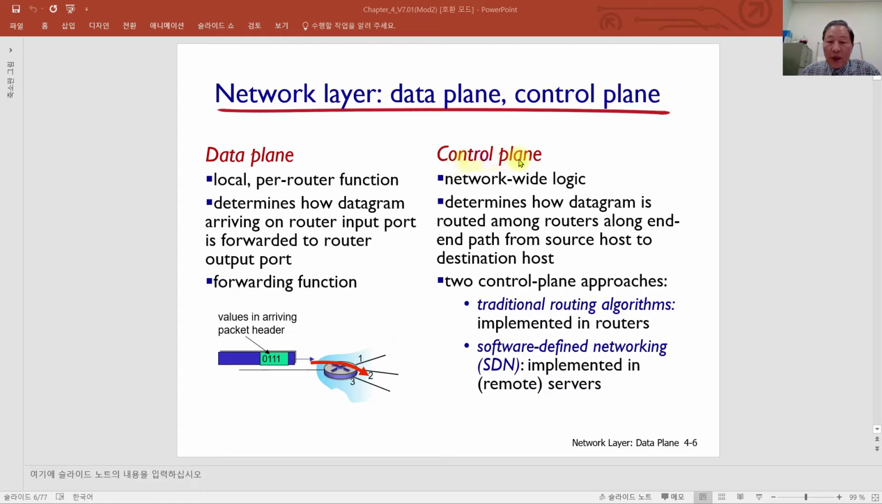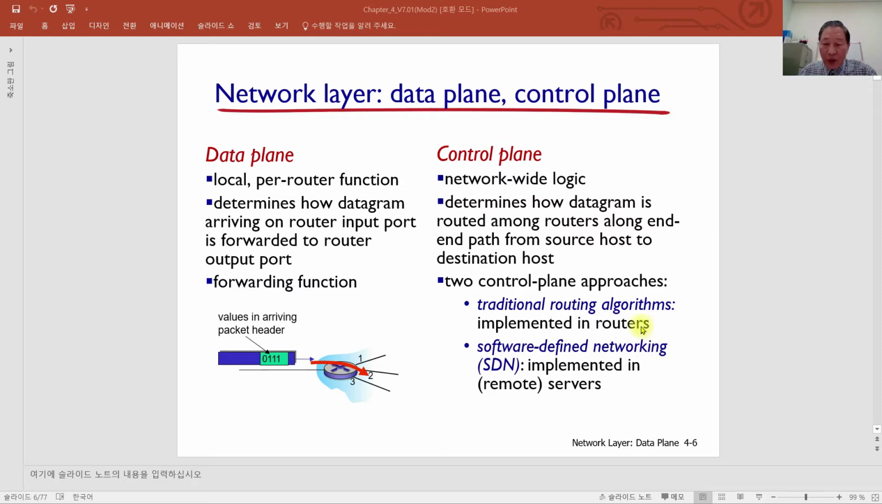And here another one is control plane. Those are network functionalities, and let's focus on this control plane. This one is network-wide logic, and this one is determining how datagram is routed among routers along end-to-end path from source host to destination host.